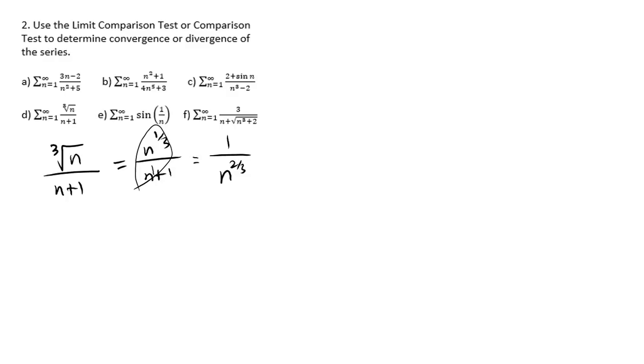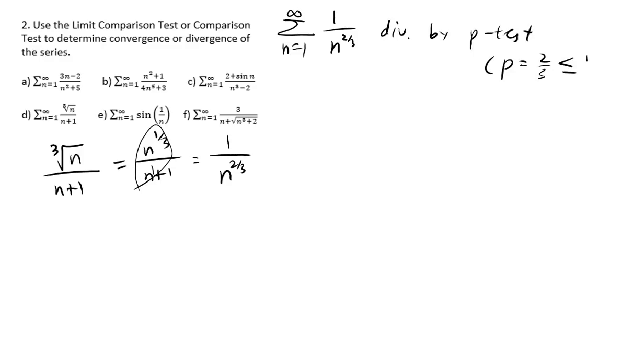Okay, so let's start with our p-series. The sum over n from 1 through infinity of 1 over n to the 2/3 diverges by the p-test with p equals 2/3, and when p is 1 or less, this diverges.